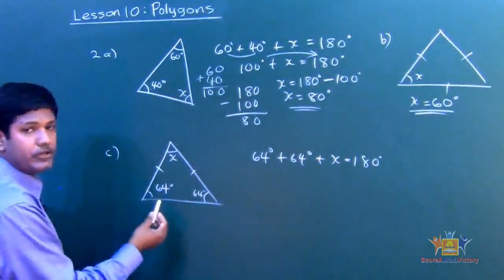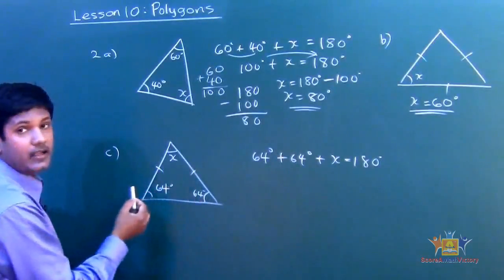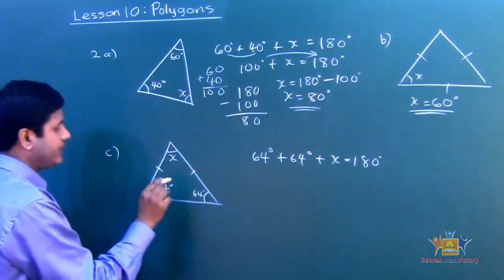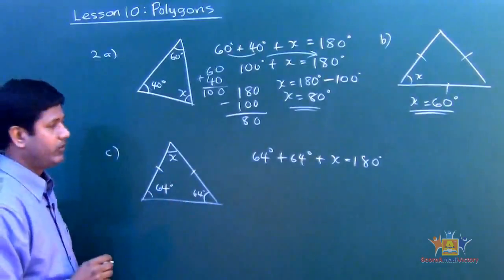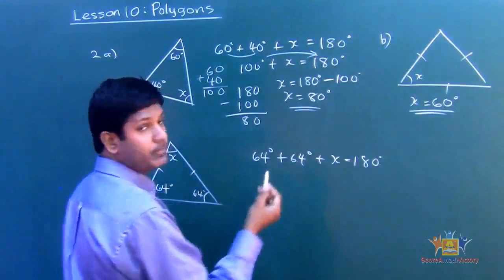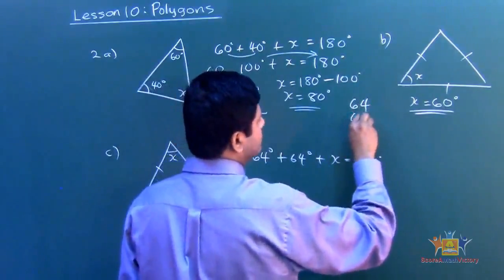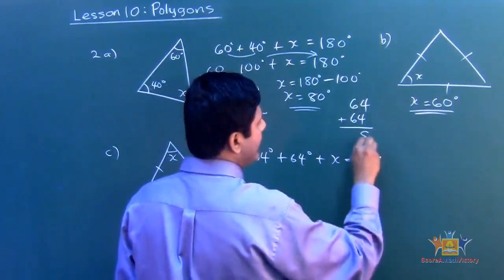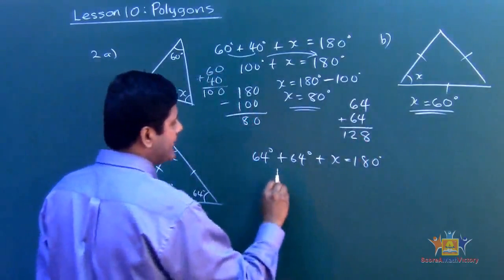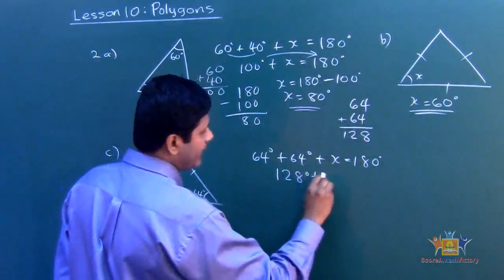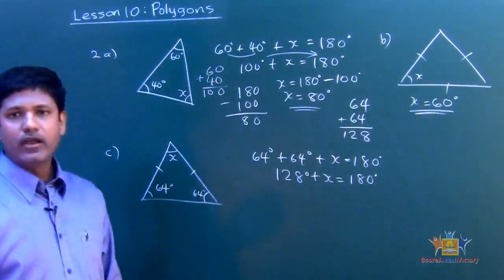The key thing to remember is that this is an isosceles triangle. This side and this side are equivalent, which means this angle and this angle are the same. That's how Mr. Mac wrote down 64 right there. Now we add 64 degrees plus 64 degrees. Line it up: 4 plus 4 is 8, 6 plus 6 is 12. So it's 128 degrees plus x equals 180 degrees. And we're looking for x. Who has to go?